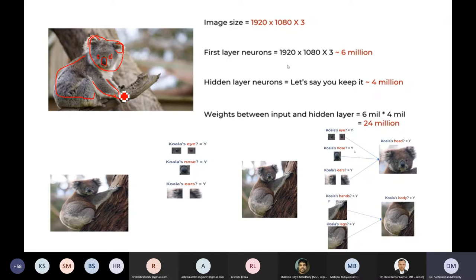So what will we do? First of all, the image size is 1920 × 1080 × 2. These are the pixel information you have to provide. So these images you provide to the neural network. That means the first layer of neurons is equal to 6 million, suppose, because I have to provide all the input data. Suppose I have considered a hidden layer, and the hidden layer will be another 4 million. The weights will be between the input and hidden layer, because each of the 6 million inputs connects to the hidden layer, so the weights must multiply.